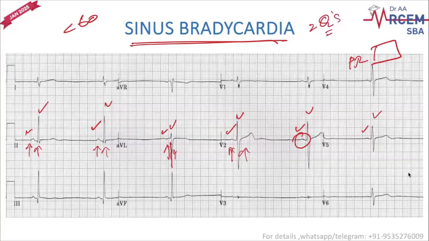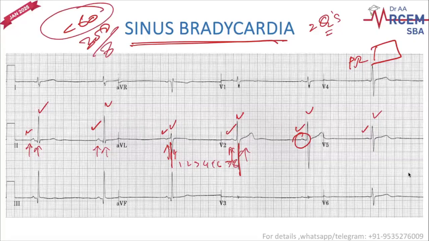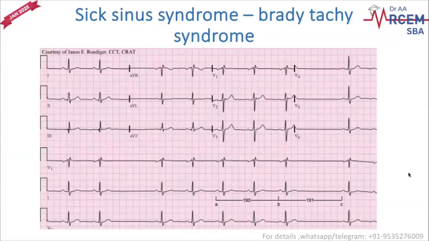Let's calculate approximately and see what the heart rate is. 1, 2, 3, 4, 5, 6, 7, 8. So 300 divided by 8. The heart rate is on the very lower side here, obviously less than 60. That's why we call it sinus bradycardia.